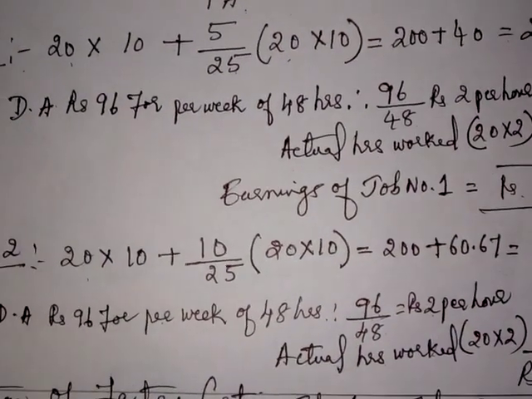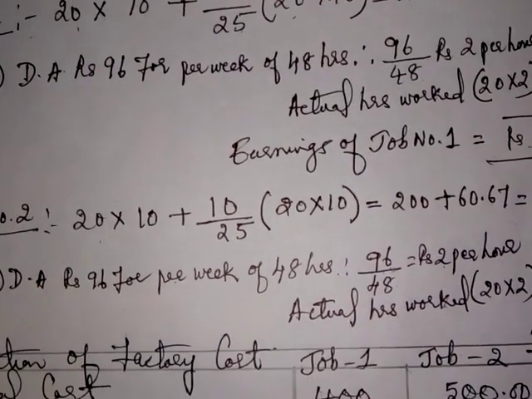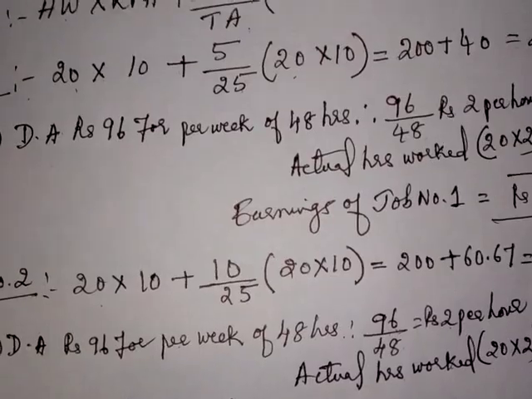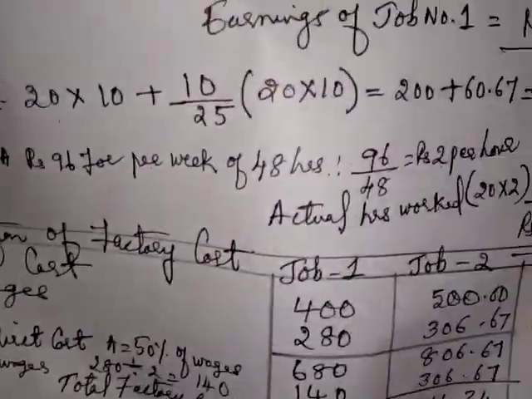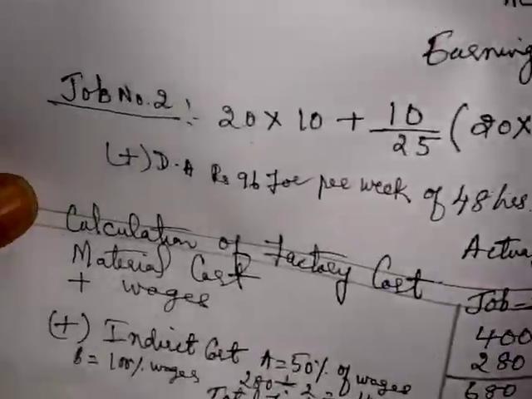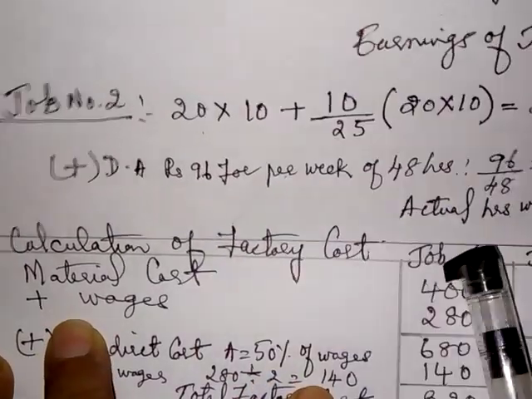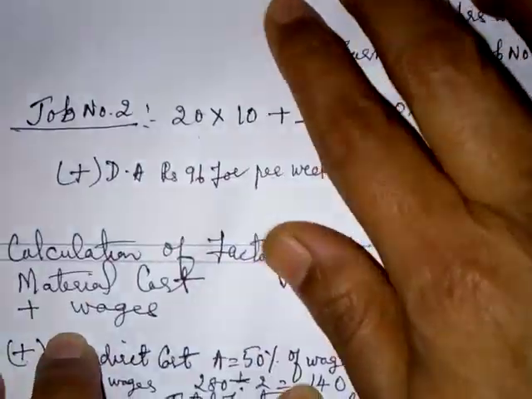And next, according to this problem, we need to calculate the factory cost. The next calculation is factory cost, the calculation of factory cost for job number 1 and job number 2.